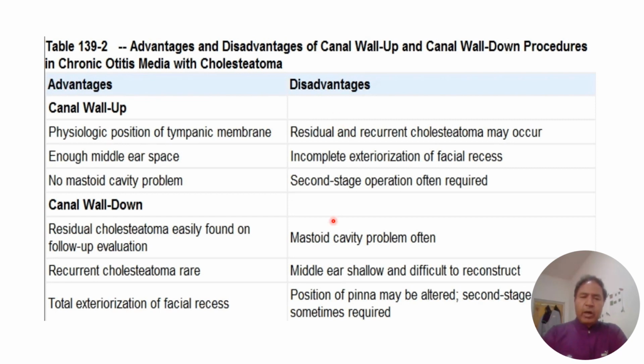Disadvantages of canal wall up: residual or recurrent cholesteatoma may occur, incomplete exteriorization, and a second stage operation is often required. And disadvantages of canal wall down: mastoid cavity problems often, the middle ear is shallow and difficult to reconstruct, the position of the pinna may alter, and a second stage is sometimes required.